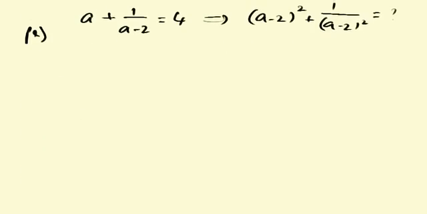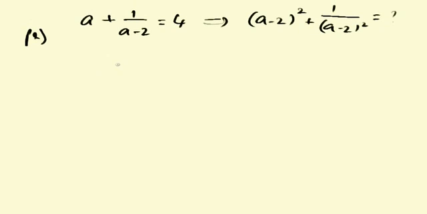This is again a previous year question. How to solve this problem? The problem is given a + 1/(a − 2) = 4, but you are asked to find (a − 2)² + 1/(a − 2)². Let us say this is x. So the problem converts to x² + 1/x², where the term should be the same in both places. But here only a is there, and here a − 2 is there.